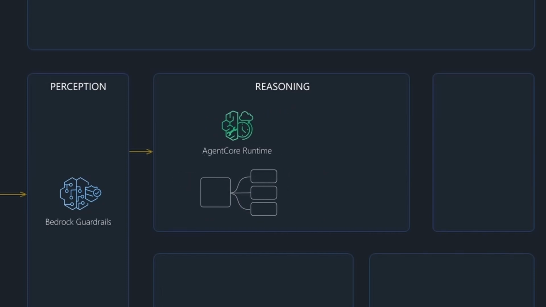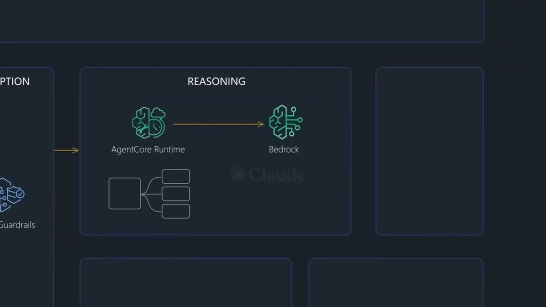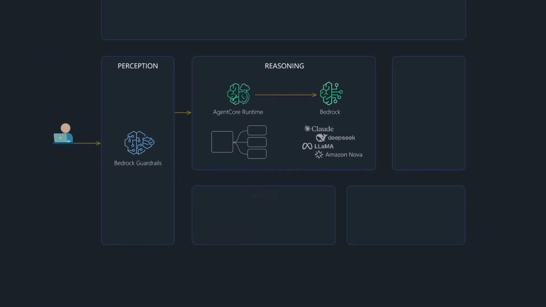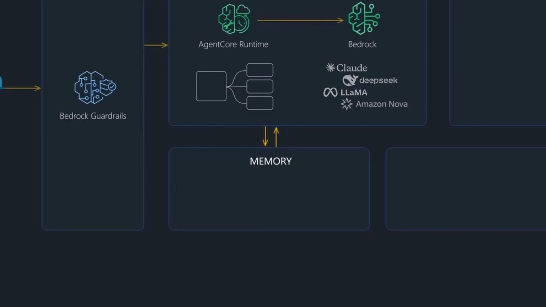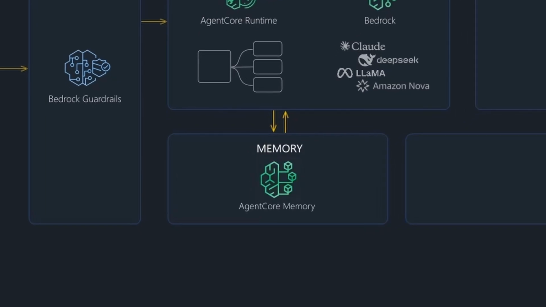And because it integrates natively with Bedrock, we can hot swap foundation models like Claude, DeepSeek, Llama, or Amazon Nova, depending on our cost and capability needs. To maintain context across these specialized agents, we need a robust memory layer. Instead of managing custom databases like Redis or Postgres to track state, we use AgentCore memory. This managed service gives our agents both short-term conversational memory and long-term persistent state.